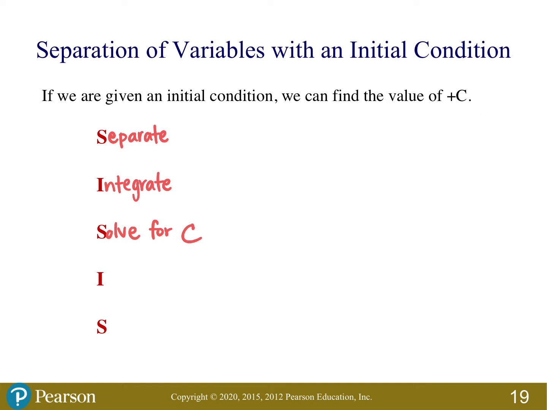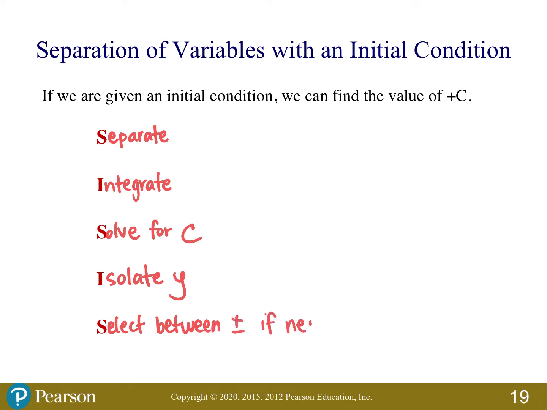So you'll be given a value for X, a value for Y, and that allows you to solve for C. Okay, then we go back to I, and now I becomes isolate. And that's just another way to say solve for Y, but isolate sounds good. So separate, integrate, we're going to solve for C now. Then we're going to isolate Y. And then our final is to select between plus and minus if necessary.